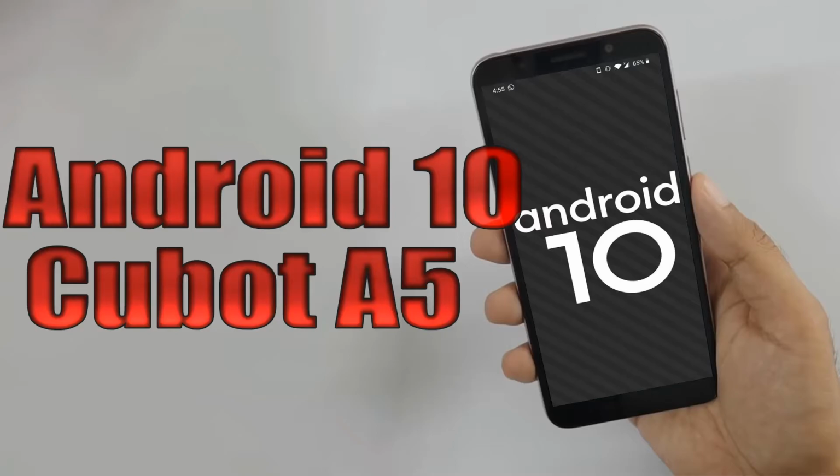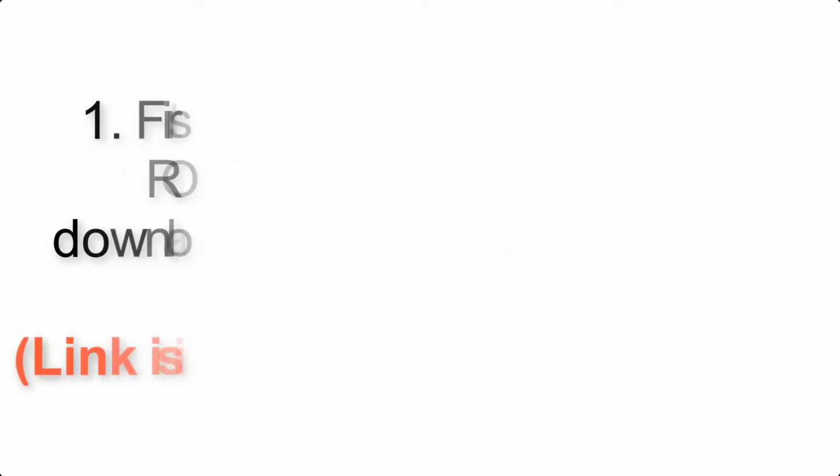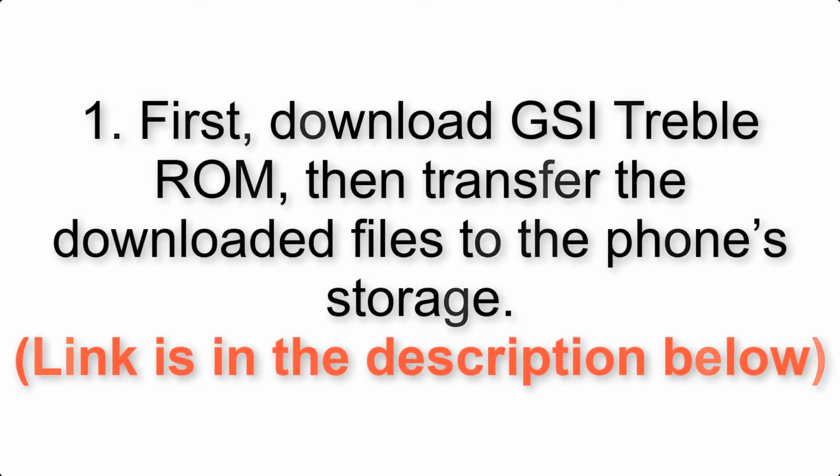Install Android 10 on Cubot A5 via AOSP GSI Treble ROM. Please check the description for important notes and all the download links. First, download the ROM and GApps packages, then transfer the downloaded files to the phone storage. The link is in the description below.